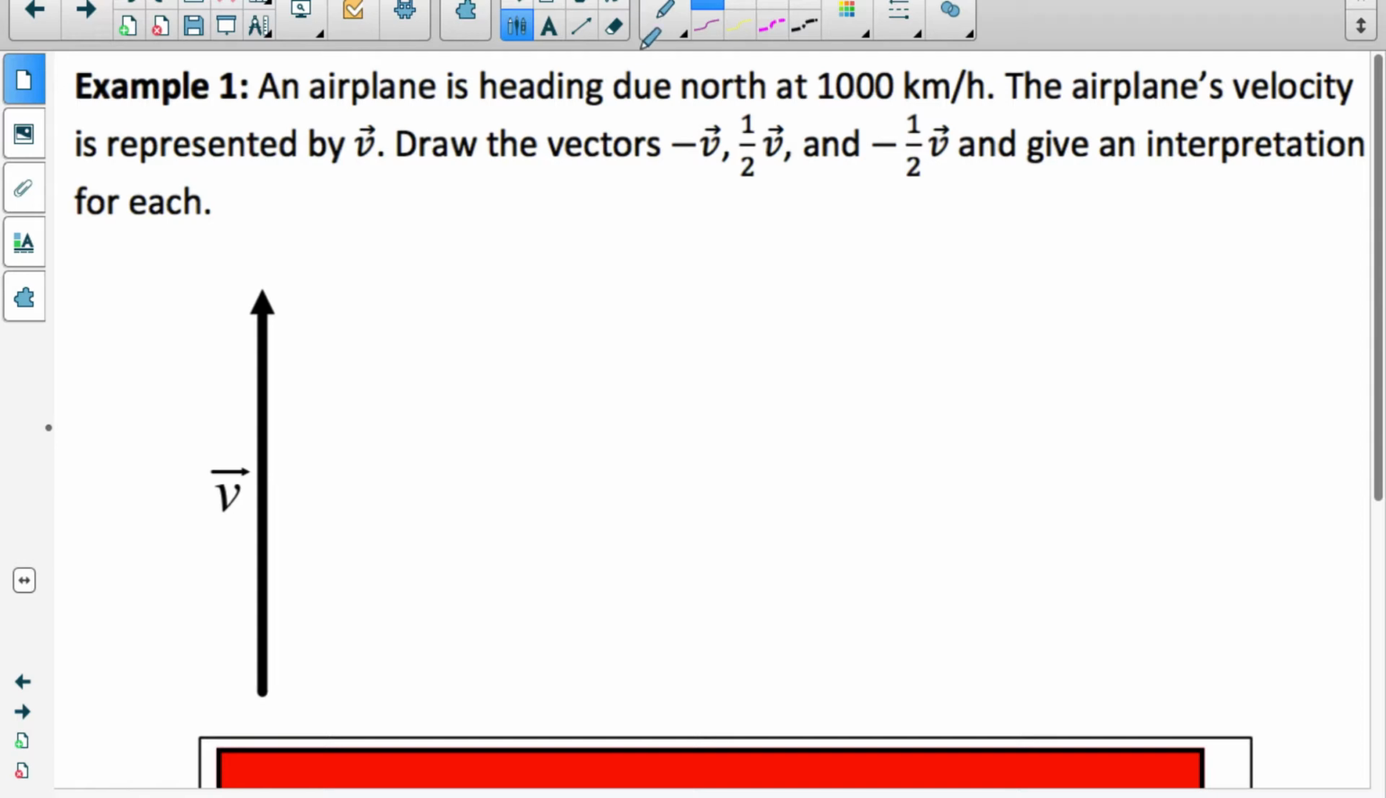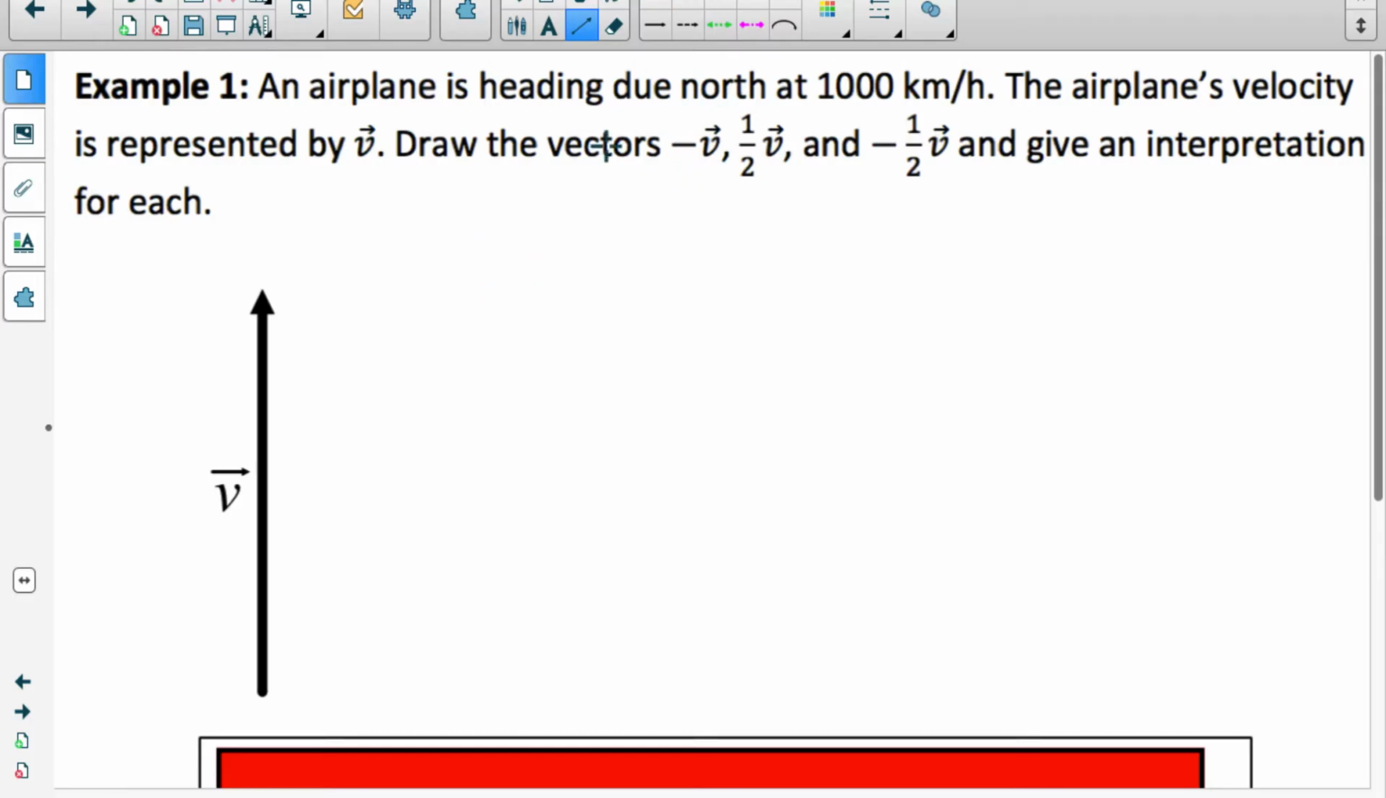Example 1. An airplane is heading due north at 1,000 kilometers an hour. The airplane's velocity is represented by this vector right here, vector v. Draw the vectors negative vector v, a half vector v, and negative a half vector v, and give an interpretation for each. So this one, the airplane is going due north 1,000 kilometers an hour. So the length of this vector represents its magnitude, 1,000 kilometers an hour, and the arrow represents the direction of north. So let's draw negative vector v.